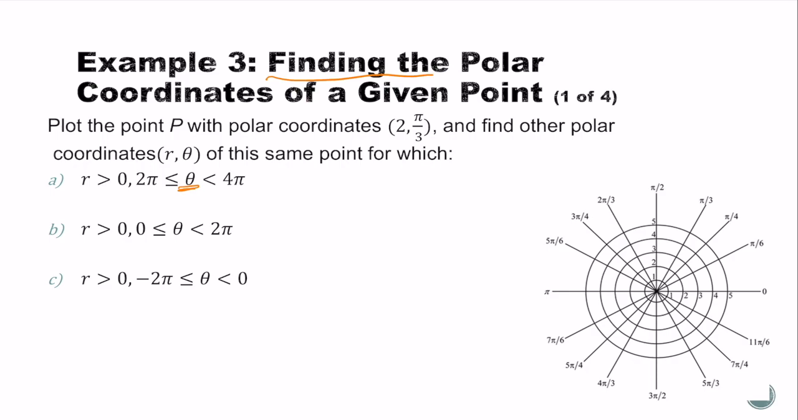And what I want to have you do is find the polar coordinates of a given point where we've restricted theta. So let's plot point P. So I have 2, pi over 3, so I go to a radius 2, then I go to pi over 3, and I need to find two more representations of this point.